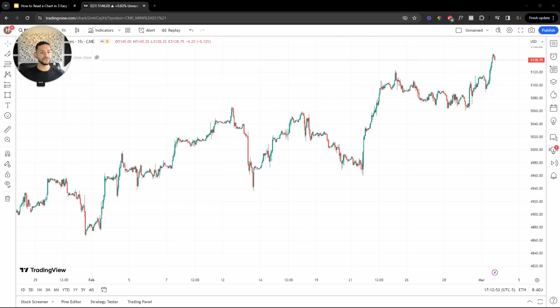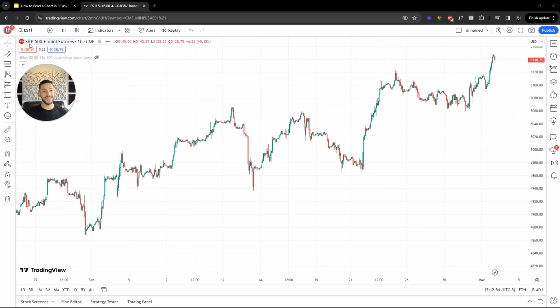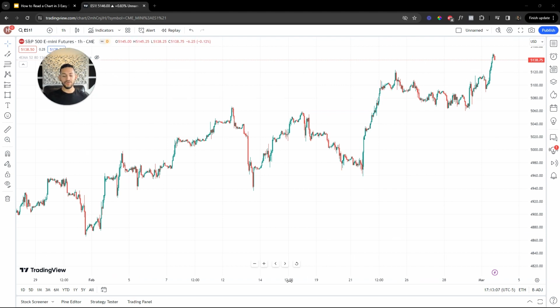All right, I have TradingView open here, and we're looking at the S&P 500, the E-mini futures contract, which is what I trade. And we're going to identify a couple of trends.